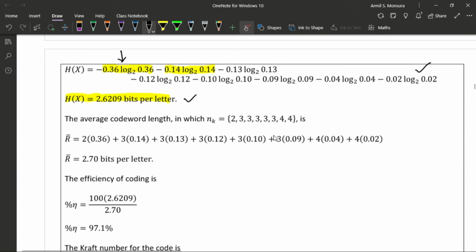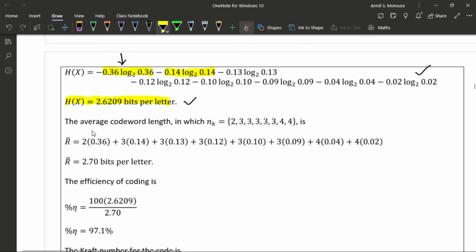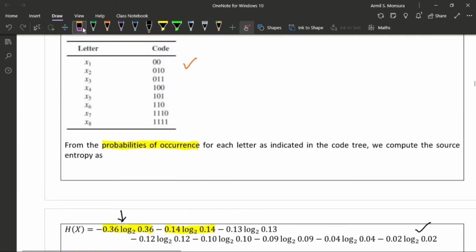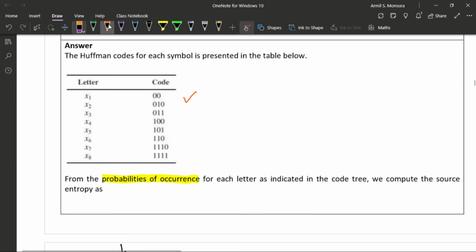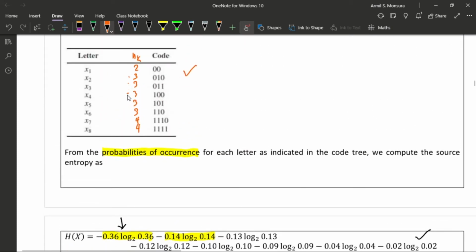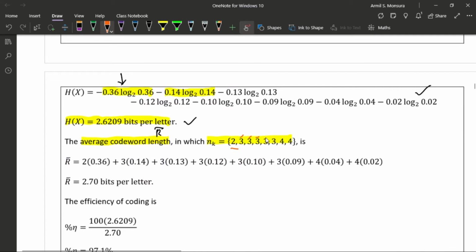Now, after computing the entropy, let's compute the average code word length, the R-bar. Let's determine first the set of code word lengths. Here, we determine that the set of code word lengths is 2, 3, 3, 3, 3, 3, 4, 4. So that is one 2. How many 3s is that? 1, 2, 3, 4, 5. Five 3s. And then two 4s. So these are the set of code word lengths for the Huffman code that we have synthesized.